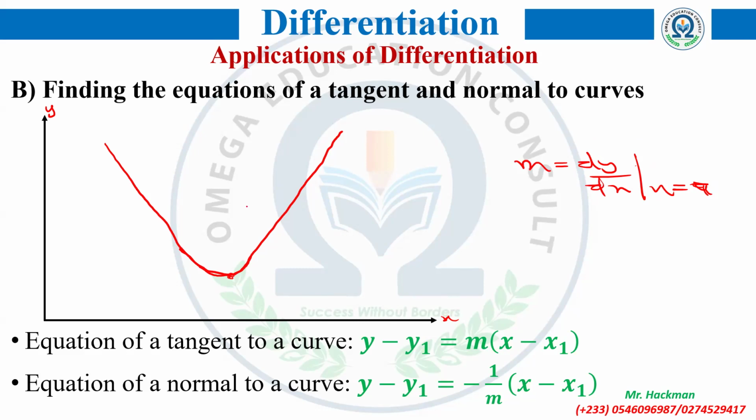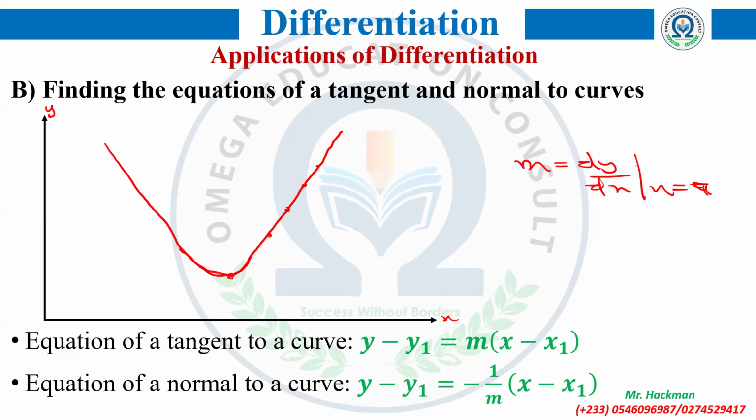Now anywhere, I mean any point here on the curve, the gradient will vary just as I told you in that particular lesson. However, if I want to get a tangent, it is any line that will meet your curve at, let me say, exactly one point.